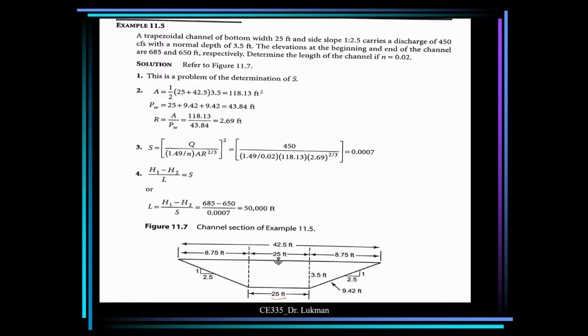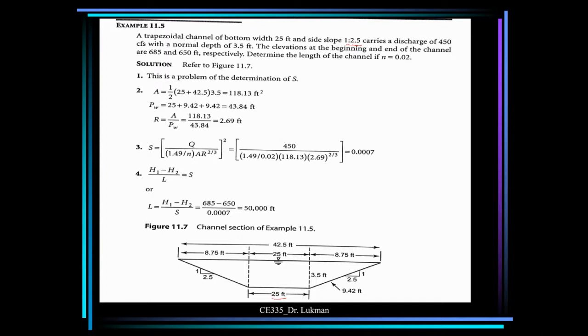But normally we give the vertical followed by the horizontal. Like here, it doesn't mention one vertical, and then 2.5 horizontal. So normally we start with the vertical if it is not indicated, but to be clear, in most of the problems it will be clearly mentioned one vertical then 2.5 horizontal. So this is the side slope, one vertical, 2.5 horizontal, and the channel carries a discharge of 450 cubic feet per second with a normal depth of 3.5 feet.